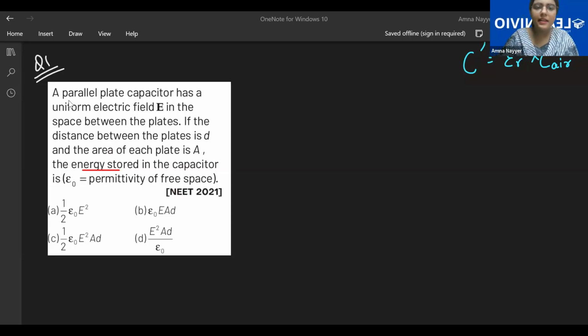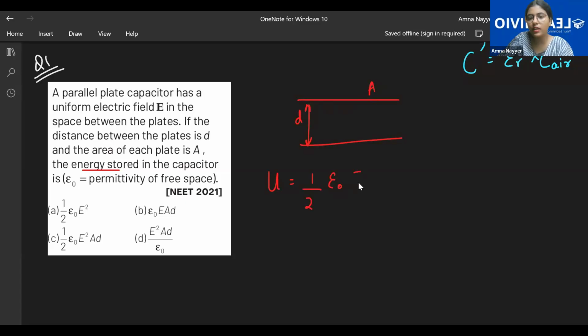See, this says that a parallel plate capacitor has a uniform electric field E in the space between the plates. If the distance between the plates is D and the area of each plate is A, you just have a parallel plate capacitor with a distance D and plate area A. So it says energy stored. We have already studied about energy density. That is half epsilon naught E square. What is energy density? It's energy divided by the volume, half epsilon naught E square.